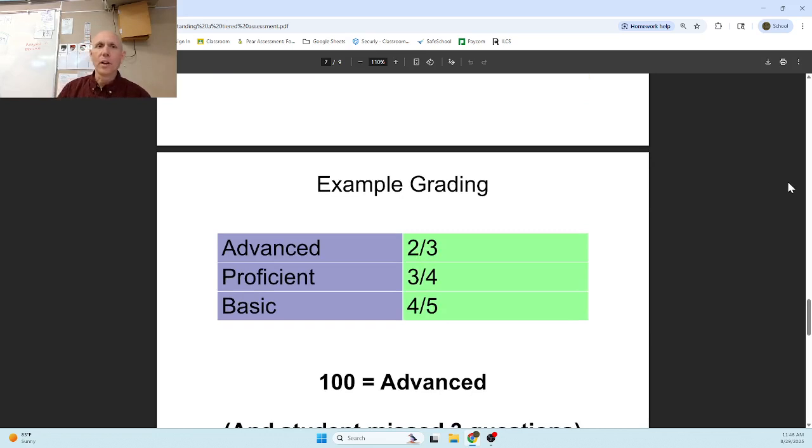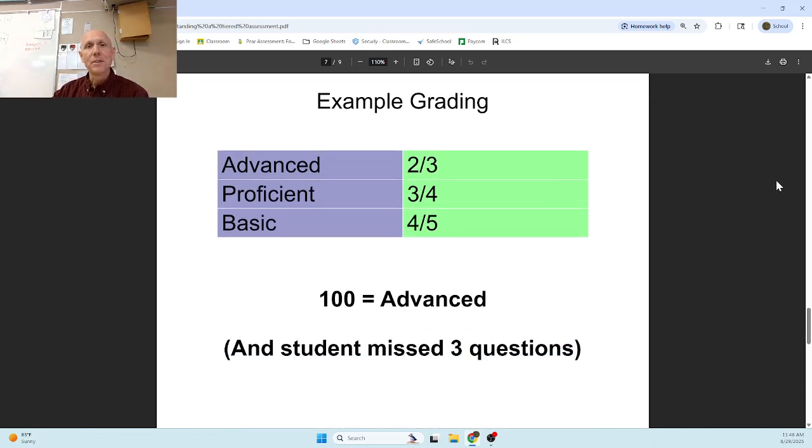Look at this one, green all the way up. So basic understanding, proficient, advanced, everything is looking good. This is advanced understanding. But notice, this student actually missed 3 questions. They missed 1 basic question, 1 proficient question, and 1 advanced question. And yet, I still think they have an advanced understanding.